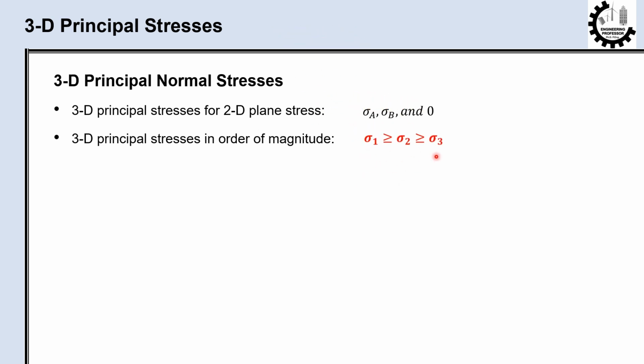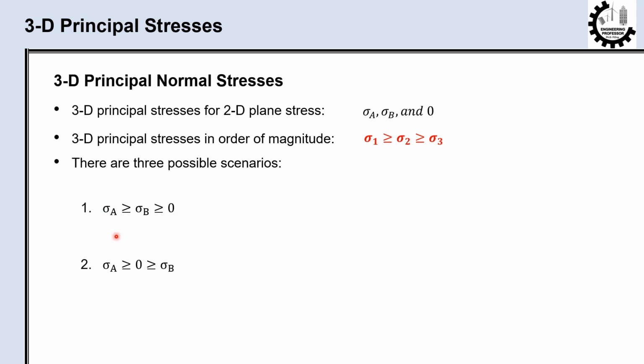For any plane stress loading, there are three possible scenarios. First, when both sigma A and sigma B are positive. Second, sigma A and sigma B have opposite signs. And third, sigma A and sigma B are both negative. Let's analyze these cases. Let's start with the first case.